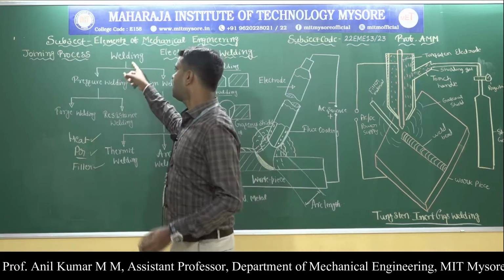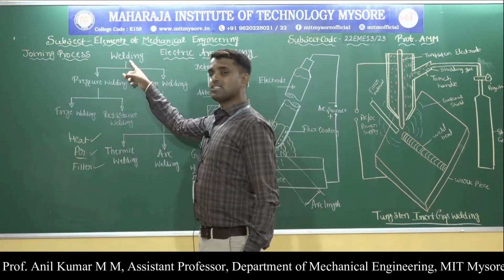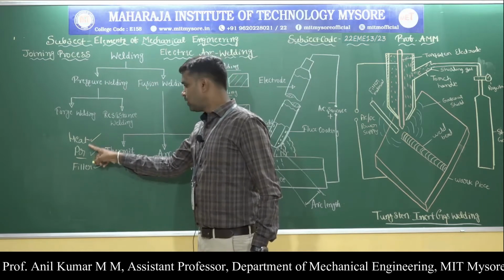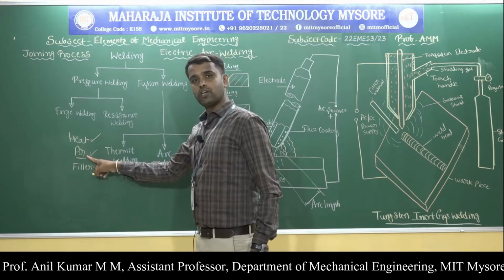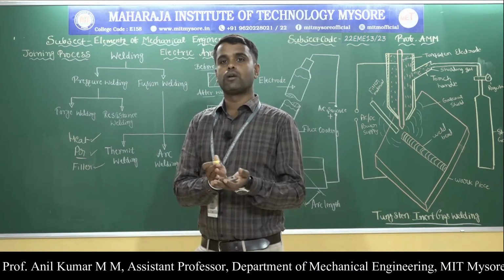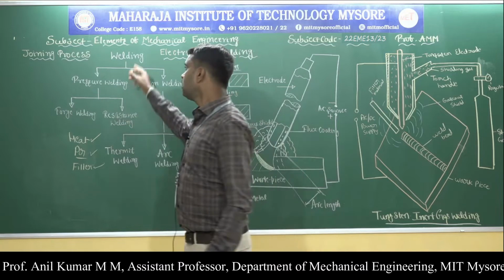So welding is the joining of two similar or dissimilar materials with the application of heat, and with or without the application of pressure, and with or without the application of filler material. We can join the two metal pieces. That process we call welding.